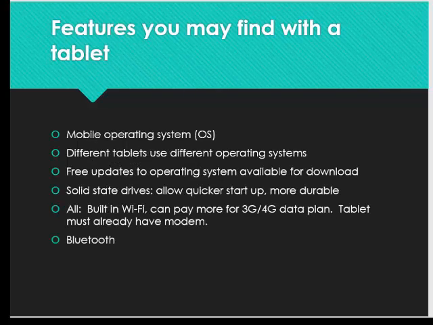Tablets use a simpler operating system, and different tablets will use different operating systems. There's usually free updates for the operating system. They feature special hard drives which are solid state. These are quicker to start up and more durable than the hard disk drives. All tablets have Wi-Fi, but if you want cellular, you must buy a device that has an internal modem, and then you will need a data plan. Tablets will all have the Bluetooth capability for wireless sound and other features.